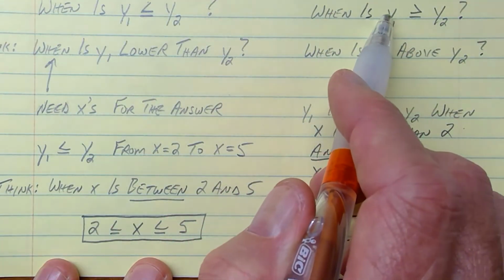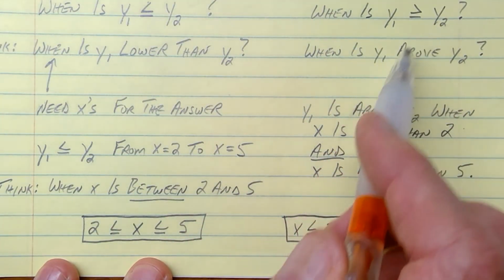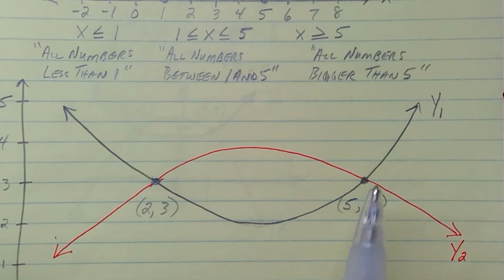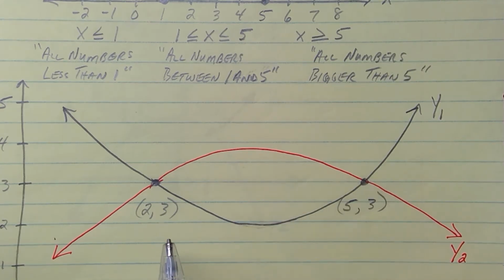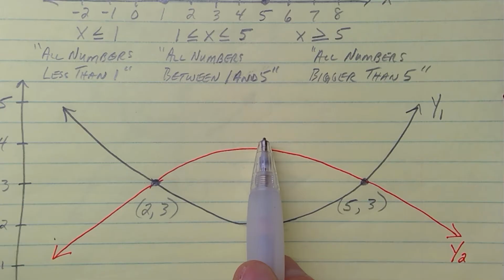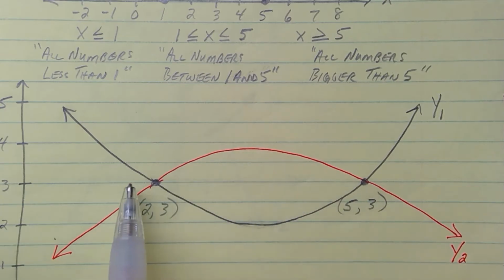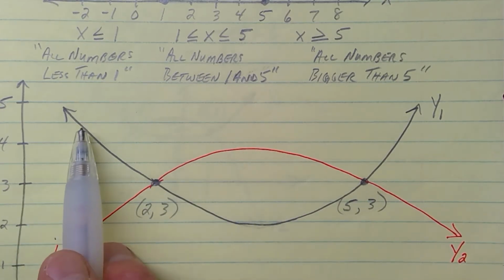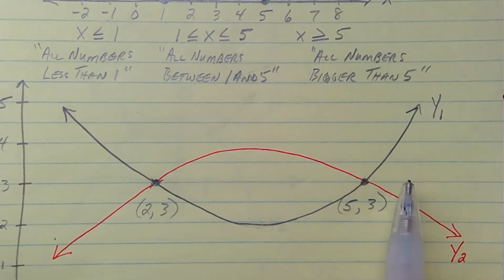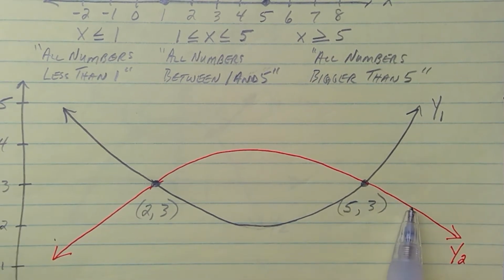What if I ask about when is y1 greater than y2? That means when is y1 above y2? Back to my picture. So y1's the black curve, y2 is the red curve. When is y1 above? Well, it's not here. y1 is below, so it's not this section. It's going to be this section out here. The black curve is above the red curve, and it's going to be this section out here. The black curve is above the red curve.